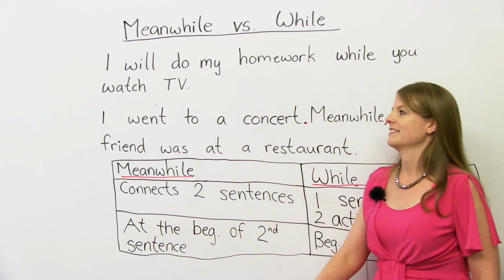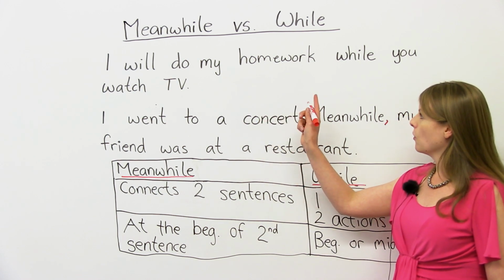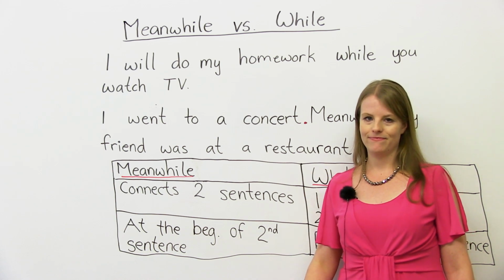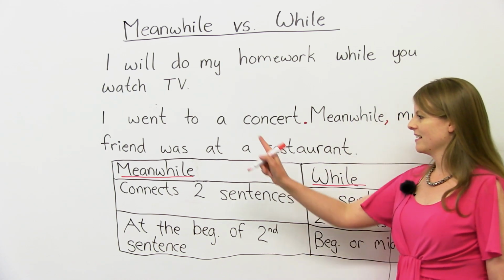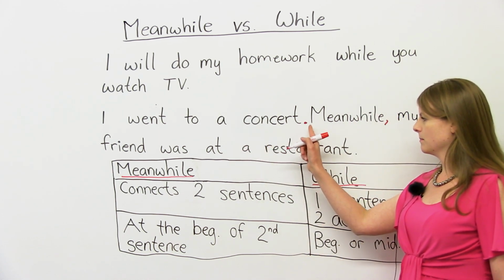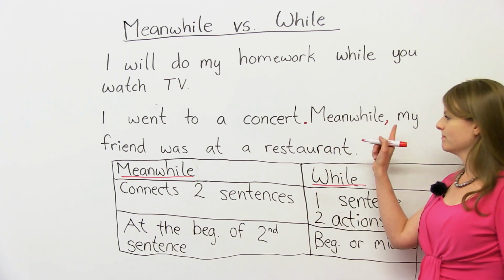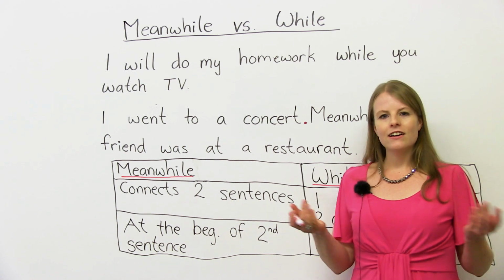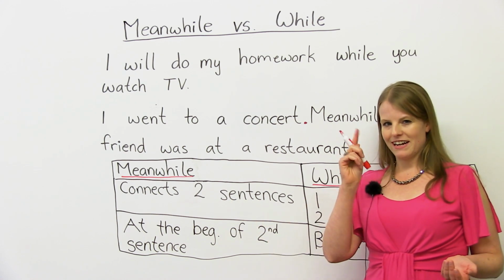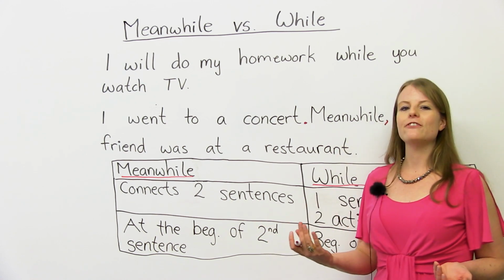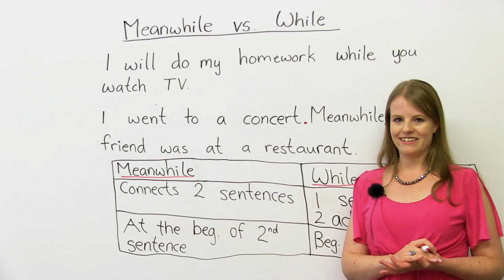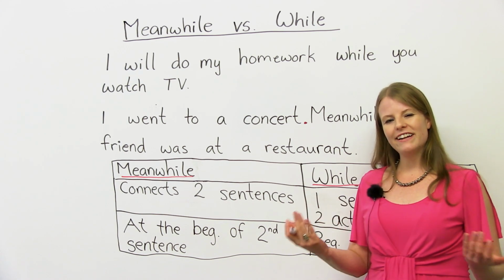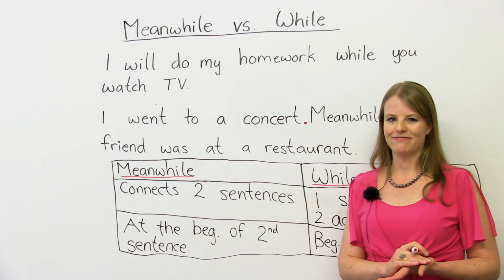The first sentence: I will do my homework while you watch TV. The second sentence: I went to a concert. Meanwhile, my friend was at a restaurant. Okay. I want you to think for 1 second. Can you see any differences between these sentences? I know they're different sentences, but try to think, what is the difference between while and meanwhile? Take a guess.